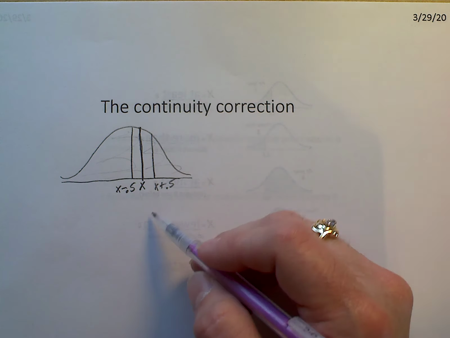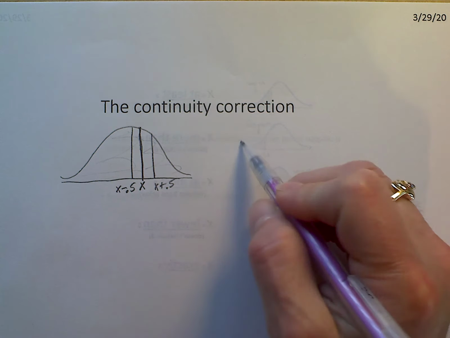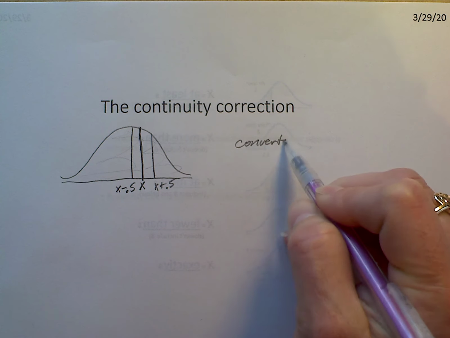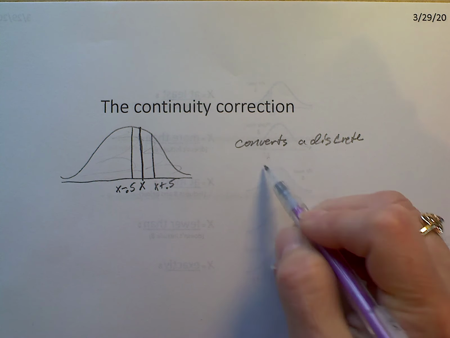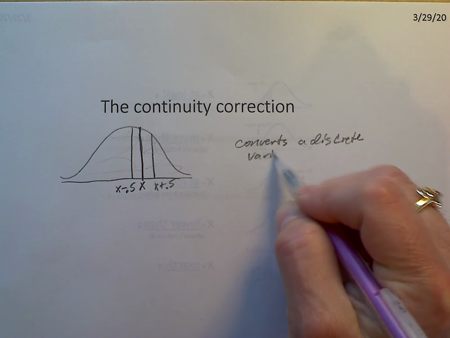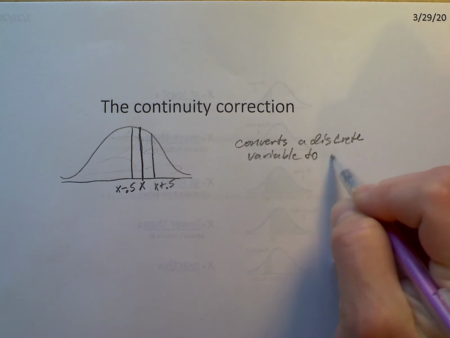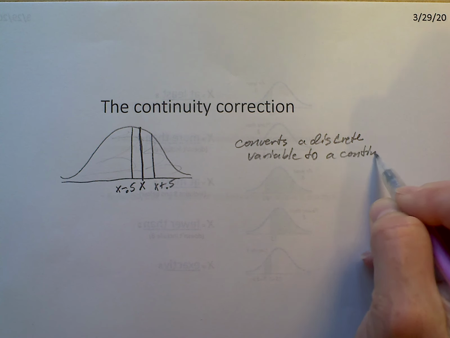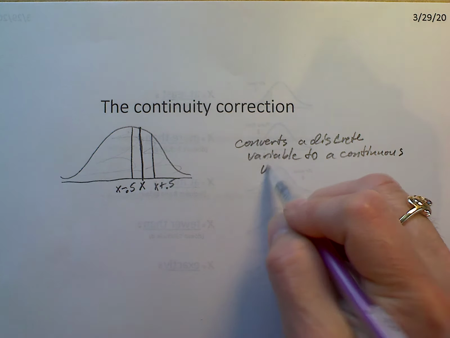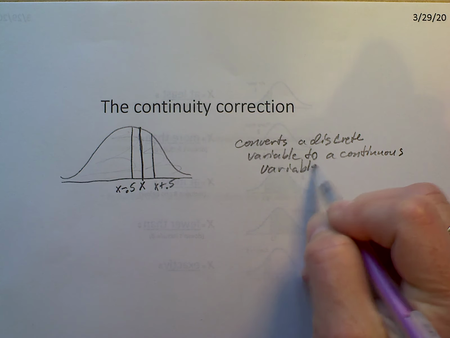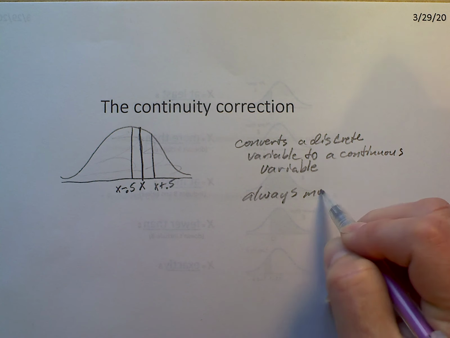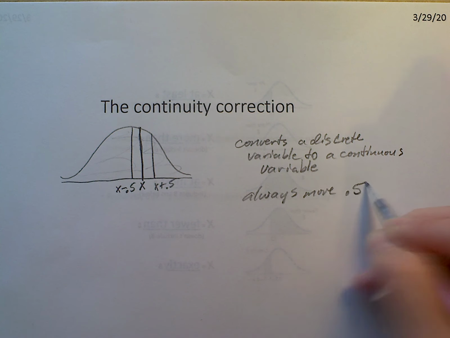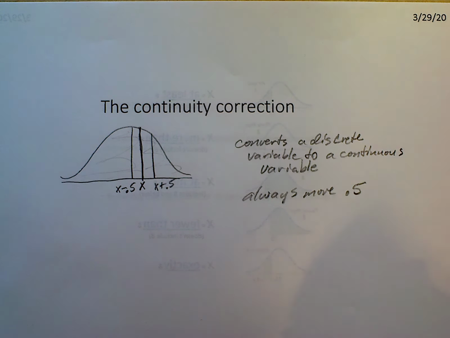And what that's doing is it's converting a discrete variable to a continuous variable. And that's what's happening. And we always move it 0.5. Okay? Always move 0.5. All right, 0.5.